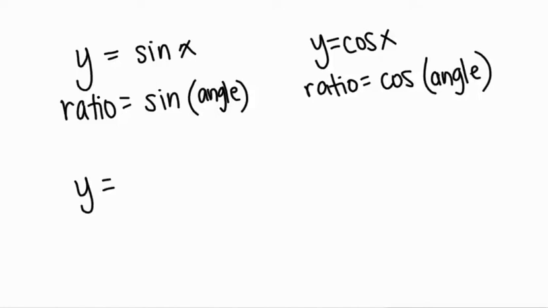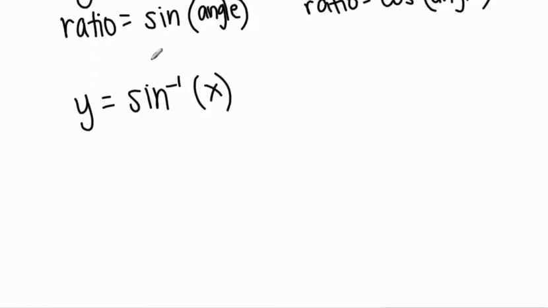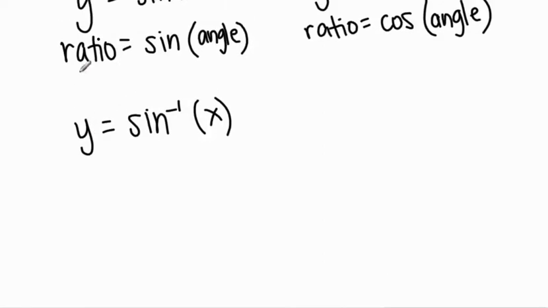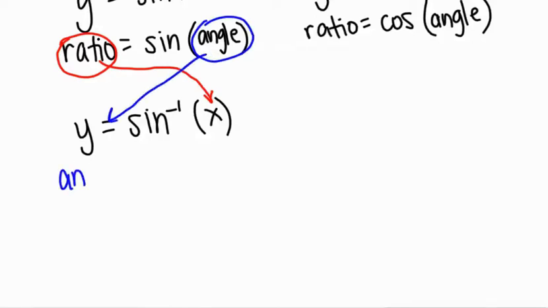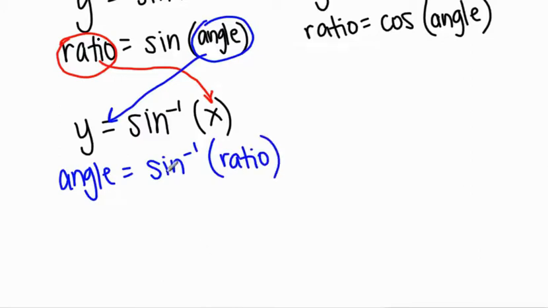When I reverse the inputs and outputs, and I change this to the inverse function for sine, my outputs are no longer ratios. So these outputs have now become the input of the inverse, and the input becomes the output. So I'm going to have an angle is equal to the inverse sine of some ratio. So we're going to be working with problems where we're putting fractions in that are just ratios, and we're going to be getting out angles.